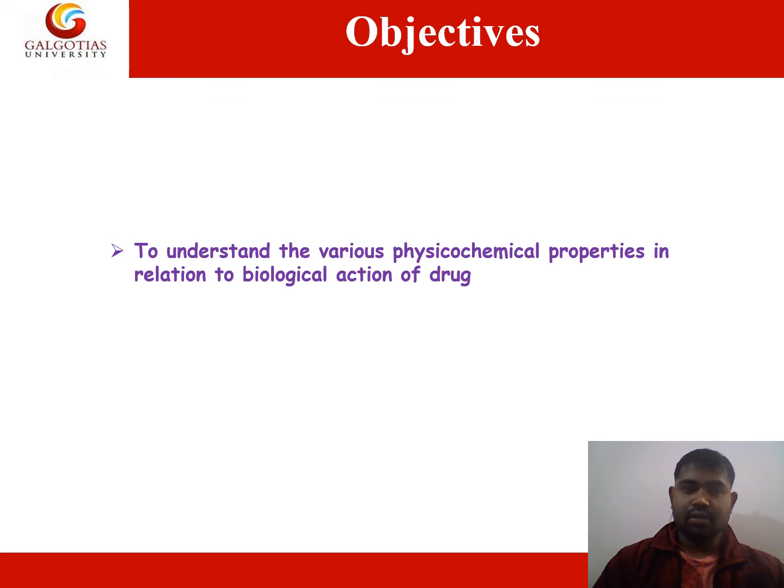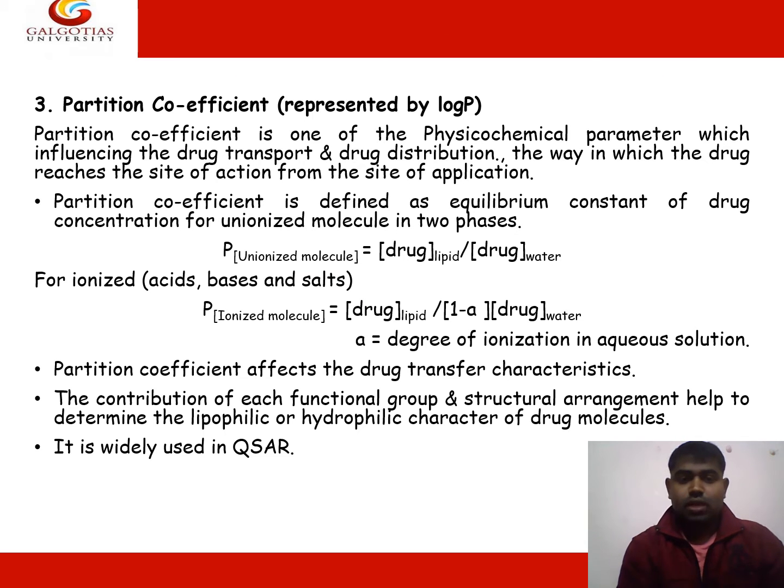So let's study it. The next parameter is the partition coefficient, represented by the log P value. The partition coefficient is one of the most important parameters among physicochemical properties, which influences drug transport and distribution. With this parameter, we will study the way in which the drug reaches from the site of administration to the site of action.